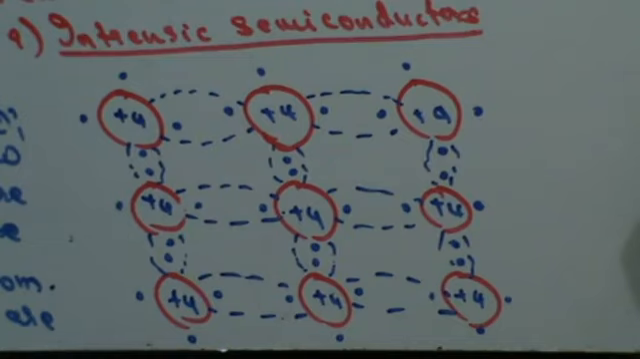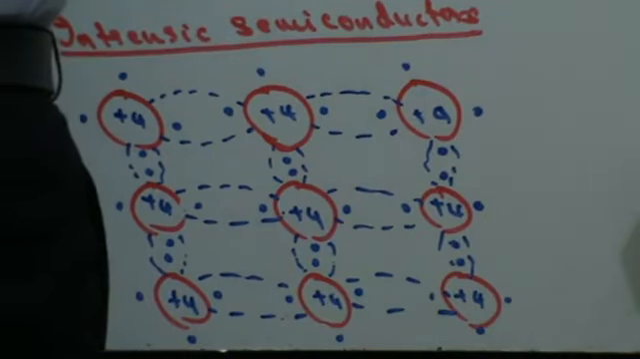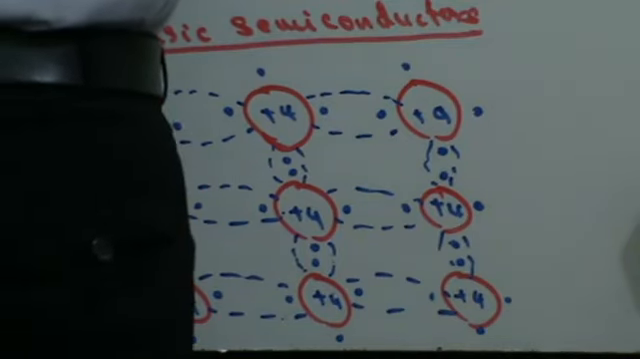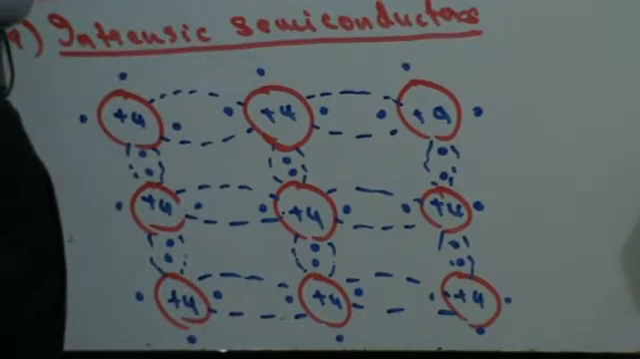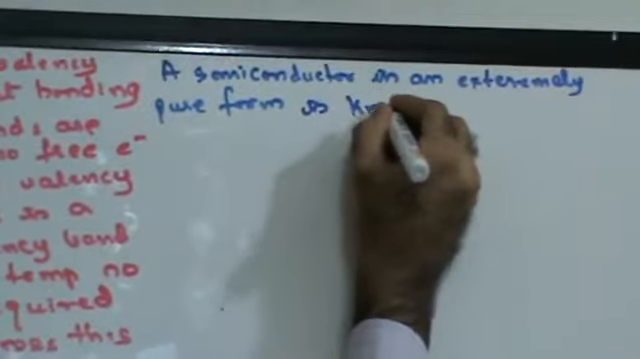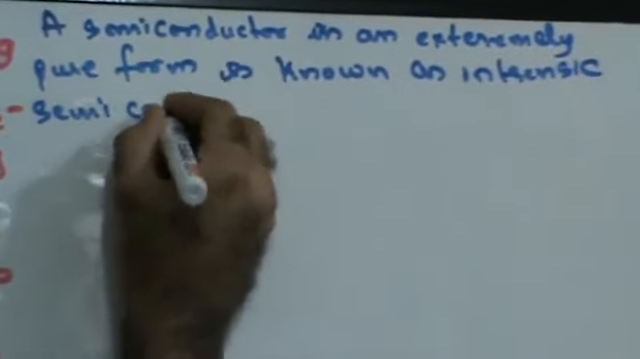Do we get this? Let's write this down. A semiconductor in an extremely pure form is known as an intrinsic semiconductor.